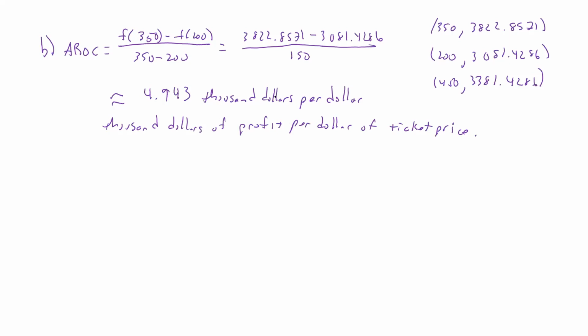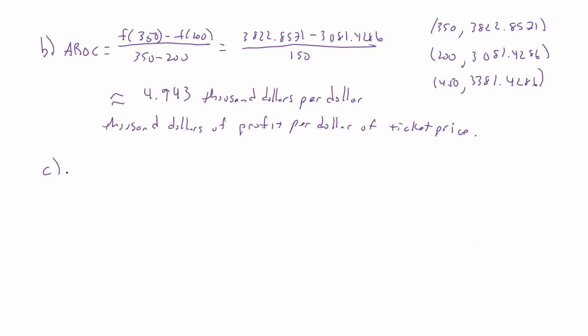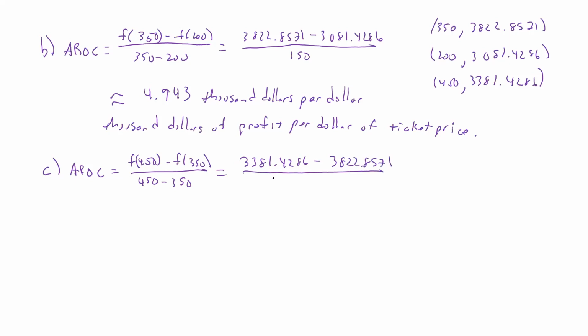Okay. Now, what about C? C was between 350 and 450. So our AROC here, that's going to be F of 450 minus F of 350 divided by 450 minus 350. All right, so 450 was 3381.4286 minus 350 was 3822.8571 divided by 450 minus 350. We'll just write it in, and then we'll just put in our calculator. I didn't simplify it this time.